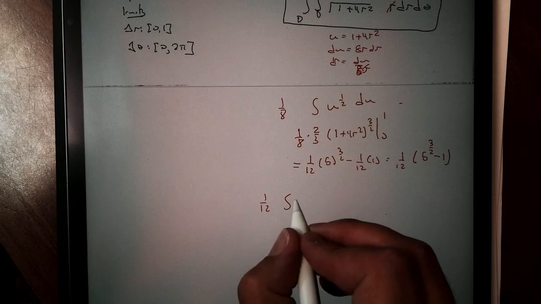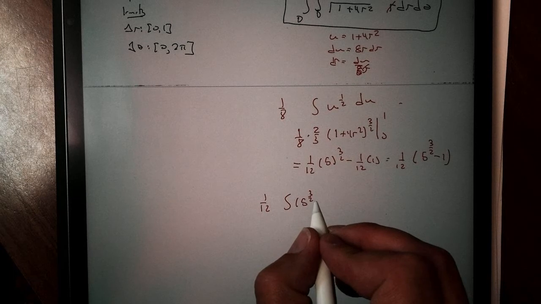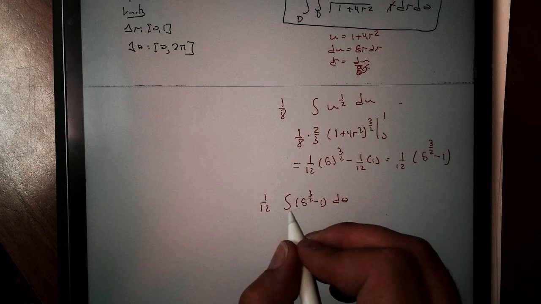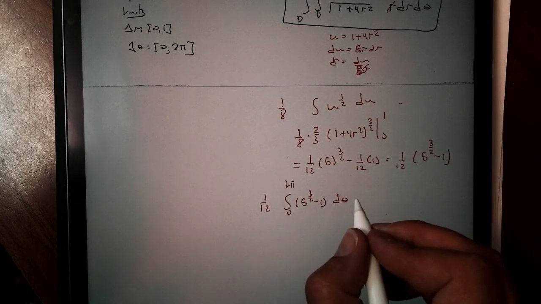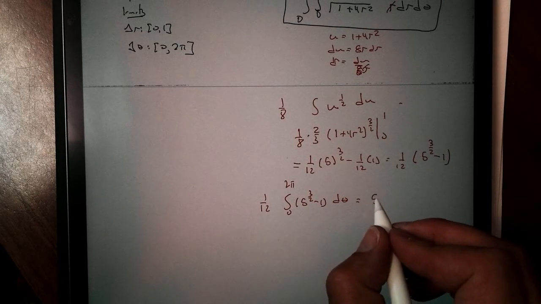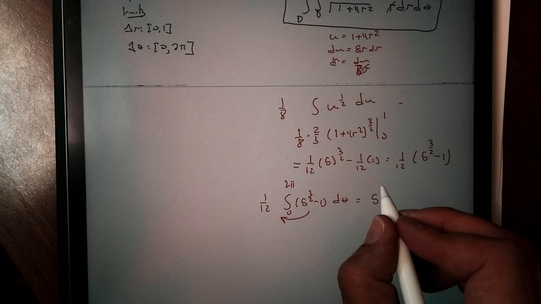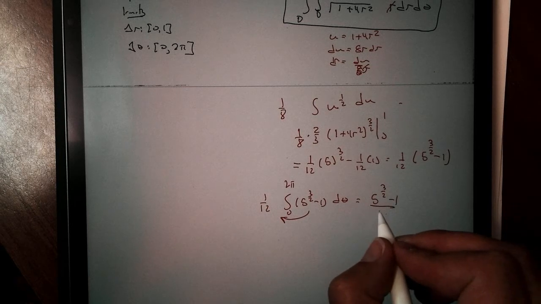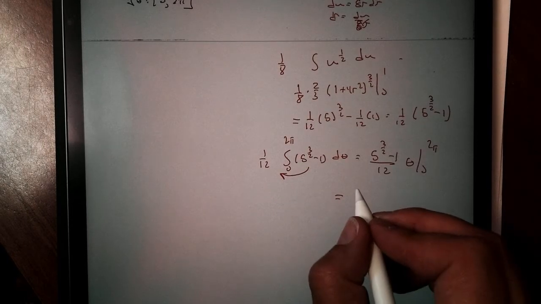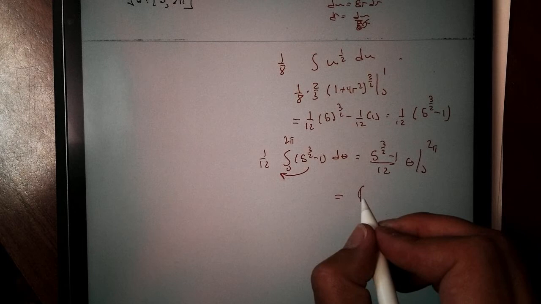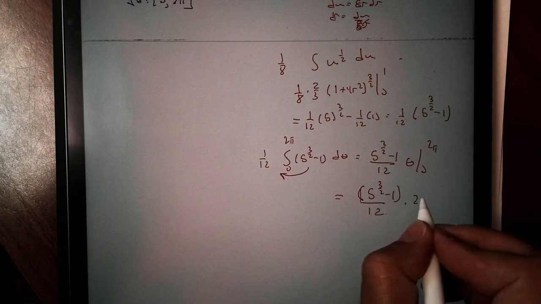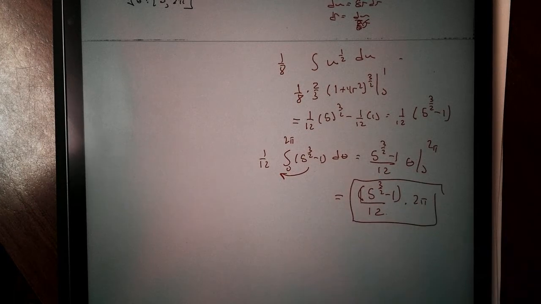I got that 1/12 on the outside, I got this 5 to the 3/2 minus 1, and now we're going to integrate this with respect to theta from 0 to 2 pi, and what do we get here? Whew, this is not too pretty either. We have 5, that's still a constant. 5 to the 3/2 minus 1 over 12 theta from 0 to 2 pi, and of course our answer would be this: 5 to the 3/2 minus 1 over 12 times 2 pi. All right, that is a pretty ugly answer right there.